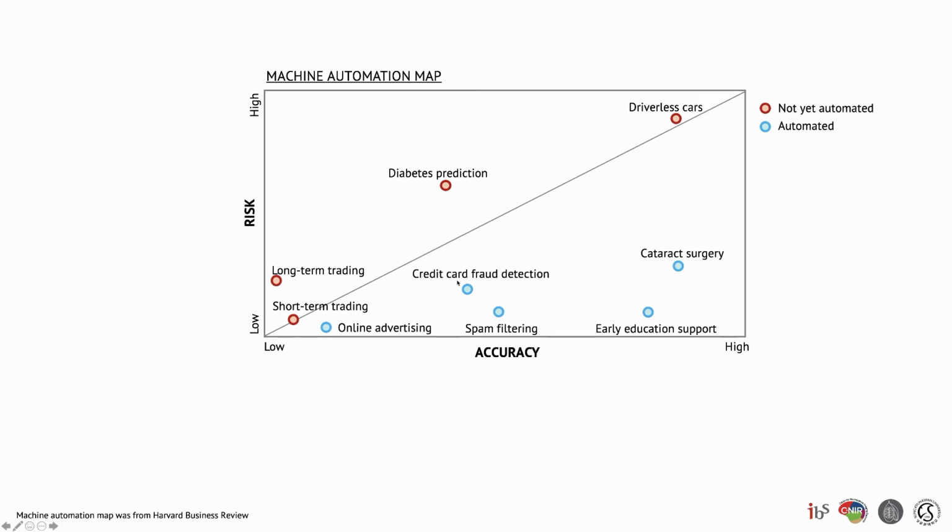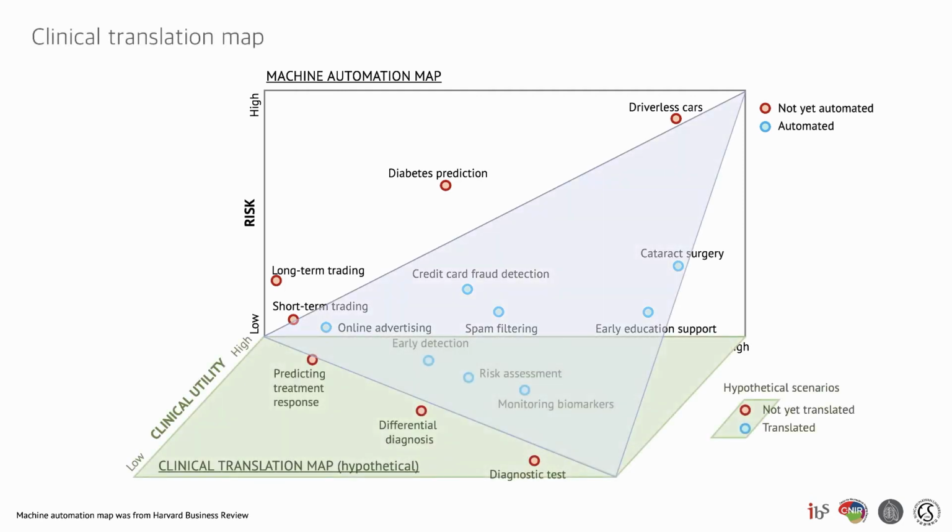For example, credit card fraud detection has very low accuracy, but the risk is also very low. Therefore, it has already been implemented and used in the real world. However, driverless cars have already achieved high accuracy, but because of the high risk, they haven't been automated yet. Similarly, I think clinical utility should be an important factor for clinical translation in addition to accuracy.